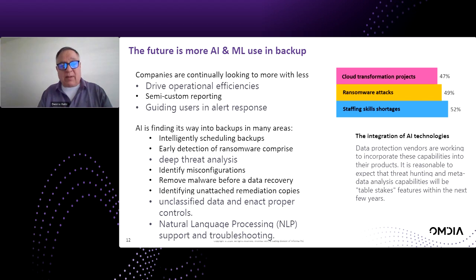Classify, being able to find unclassified or improper controls. I guess the last one is natural language processing for troubleshooting. That goes back to how do we guide the users through a better alert process when your system's been attacked by ransomware and you need to bring the images back? That's not the best time to pull out the user guide.